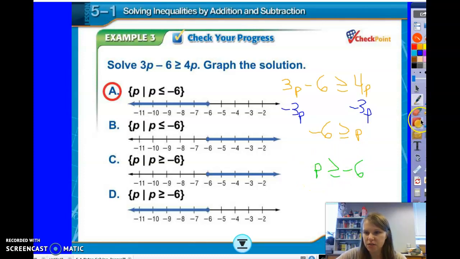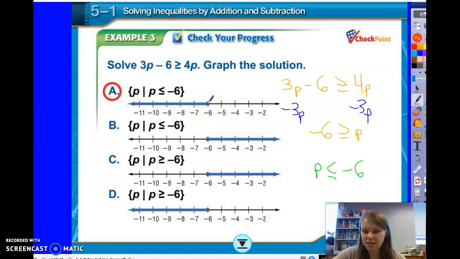Oh, I shouldn't have switched the symbol, right guys? Sorry about that. So that would mean I flipped this, so that would go this way, right? Because if I switch where the p is and the -6, I should flip these. Okay, so if we're saying p is less than or equal to -6, it could be equal to it, so let's shade in the 6.